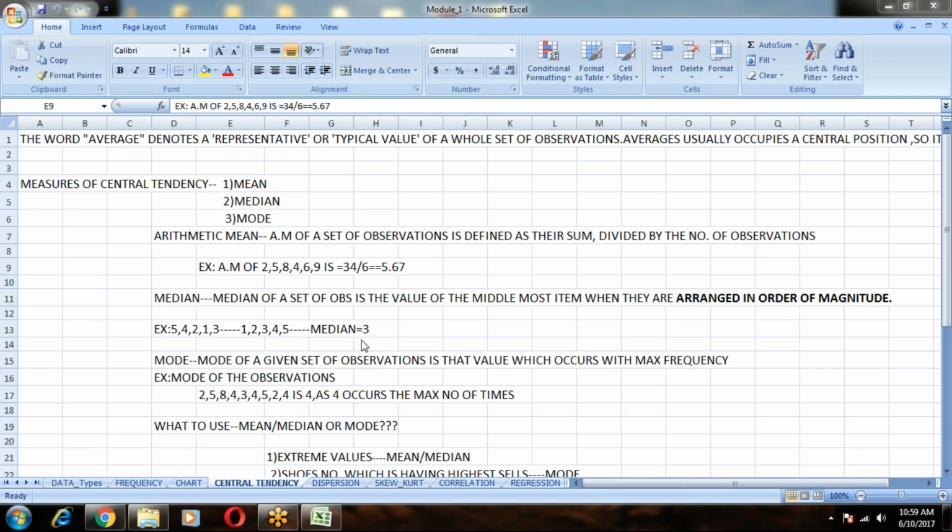Now, in analysis, there is a term called outlier. Outlier means extreme values, either very low or very high. Suppose we have here 2, 5, 8, 4, 6. In place of 9, suppose you have 900. What problem will you face? In place of 9, you have 900. You can see this average would get changed, right?